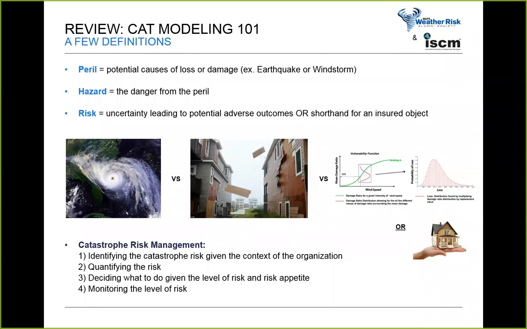Also, I want to remind people of what the purpose of catastrophe risk management is. And this isn't even exclusive to insurers and reinsurers. It can apply to any type of business that is exposed to some type of natural catastrophe risk. You need to identify the risk in the context of whatever organization you're looking at, and then need some way to quantify and measure that risk.